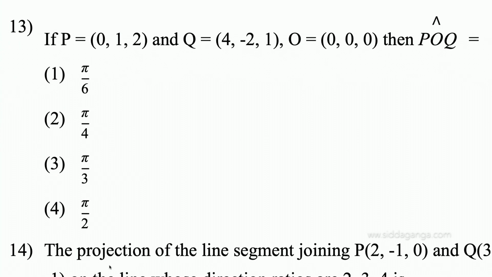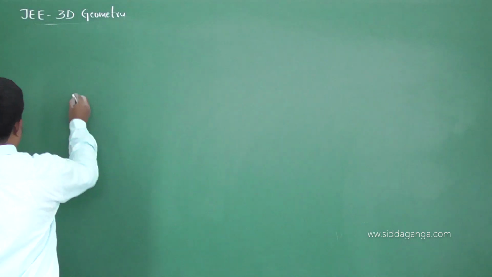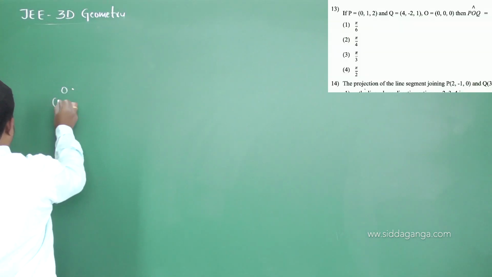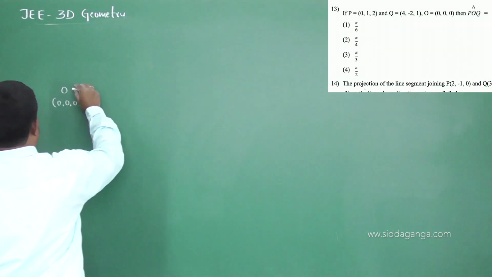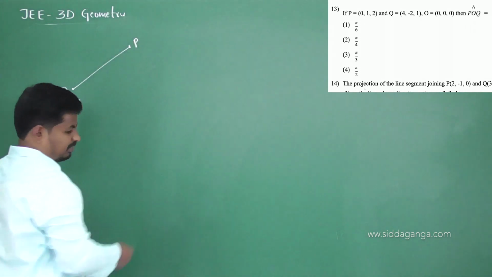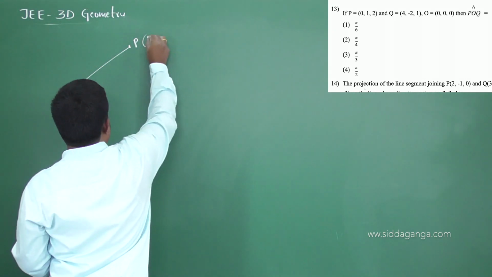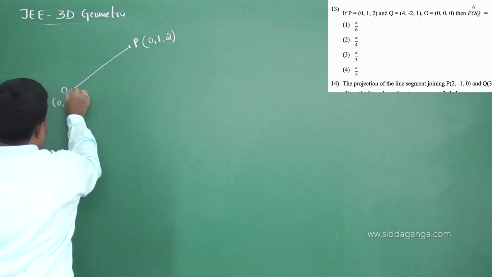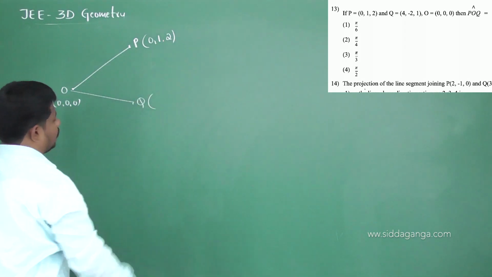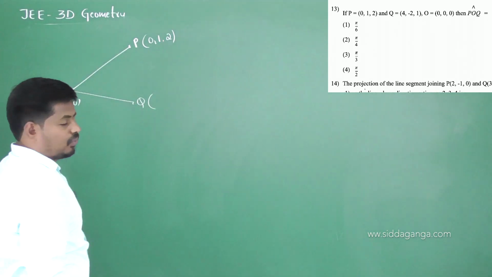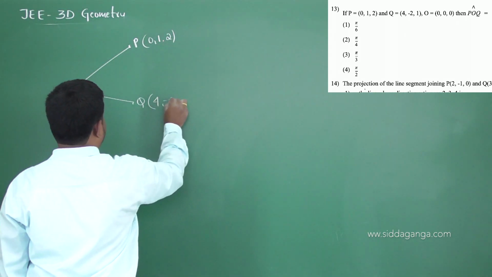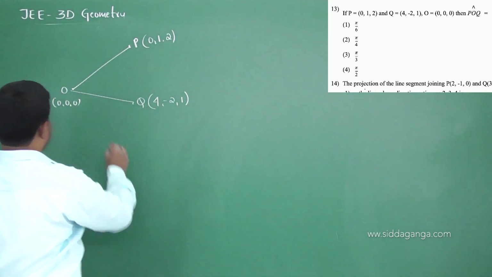Okay, now let's move on to question number 13. Given 3 points P, Q and O the origin, what is the angle between PO and OQ? It is very simple, students. This is O (0, 0, 0) and let us take this as P. P is (0, 1, 2), and Q is given as (4, -2, 1). So what is angle POQ?